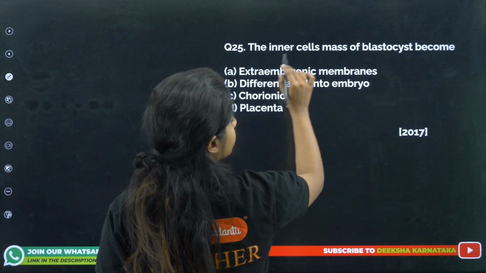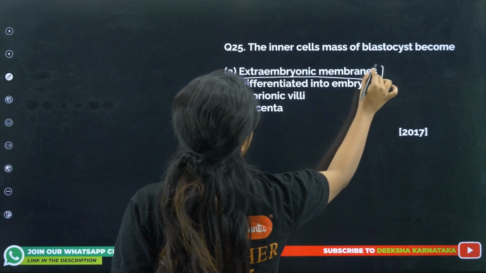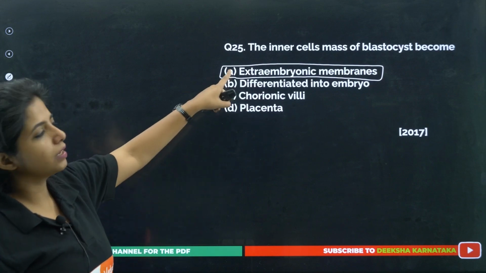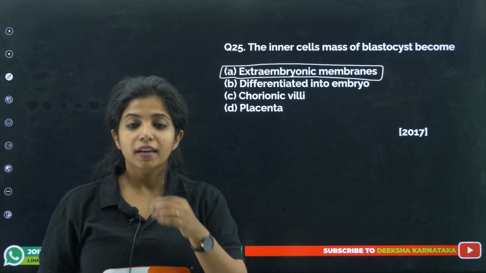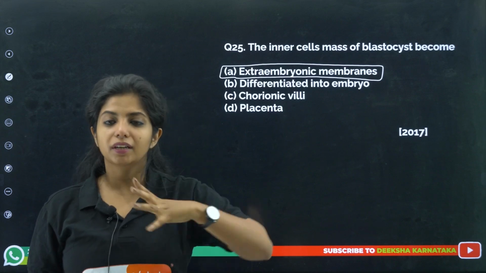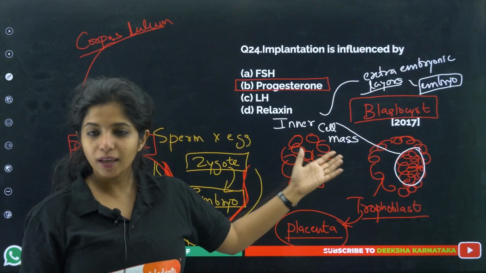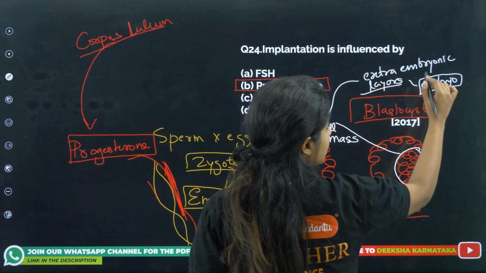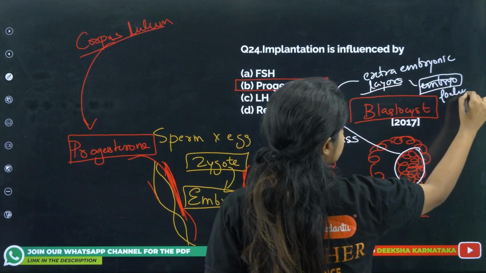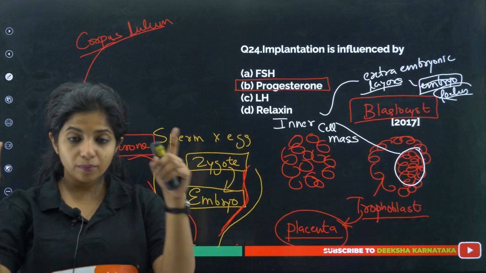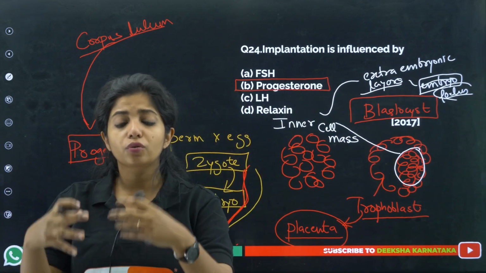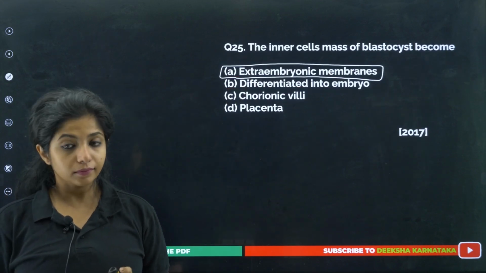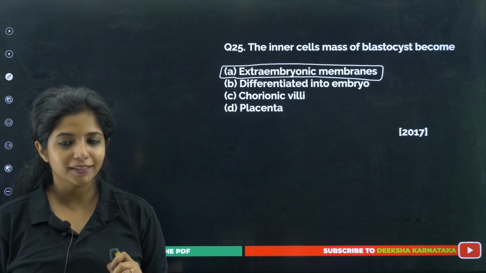Now, the inner cell mass of the blastocyst becomes what? The options: the extra embryonic membranes, differentiated into the embryo, chorionic villi, placenta. The more correct option will be extra embryonic membranes, even though differentiated into the embryo will also be correct, but it's already an embryo, right? This stage is embryo, so how can you say that? So now these extra embryonic layers will be formed, and later you form the fetus with the help of this, making the embryo grow into a fetus. So I'll say this is the more correct option. Cool? I know it's confusing, but this is the answer.